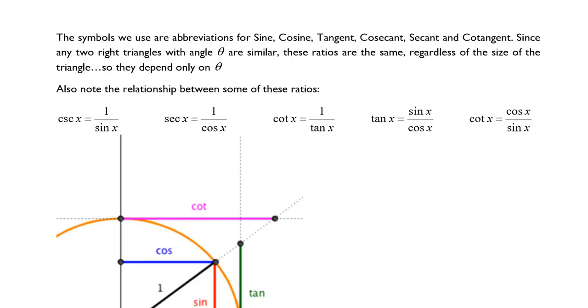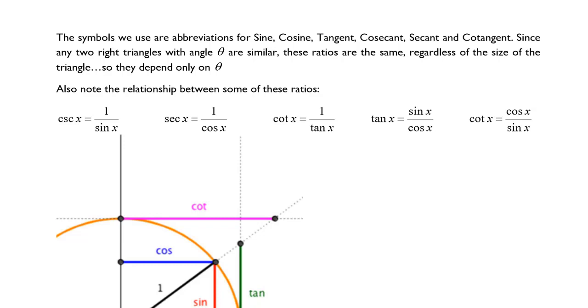Welcome back to part 2 on Introduction to Right Triangle Trig. Let's first start out by talking about the symbols we use. They are abbreviations for sine, cosine, tangent, cosecant, secant, and cotangent.